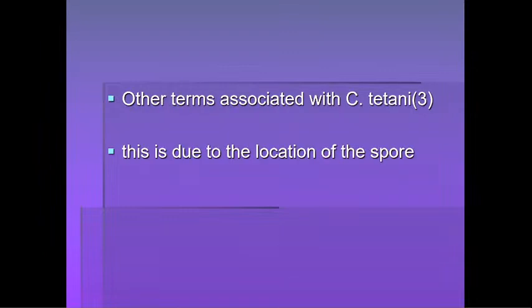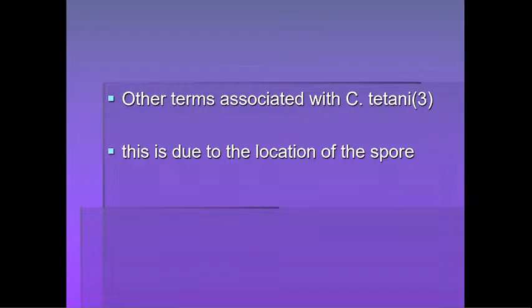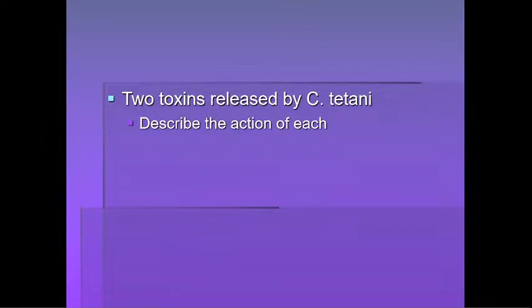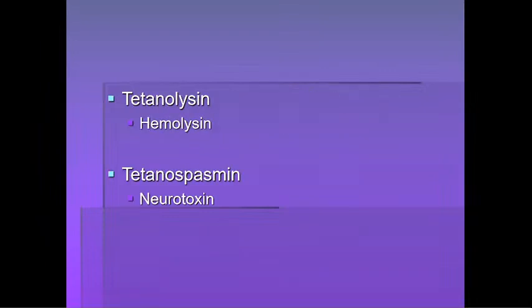Okay, let's talk about Clostridium tetani next. Clostridium tetani is associated with three terminologies. It's known as, based on morphology, of course, I'm basing it all on morphology, tackhead, lollipop, or tennis racket bacilli. Okay? The location of the spores is terminal. Hence, it looks like a club. Okay? There are two toxins elaborated by this organism, and this includes tetanolysin and tetanospasmin. Tetanolysin, from the name itself, lyses blood. Tetanospasmin is a neurotoxin. Okay?